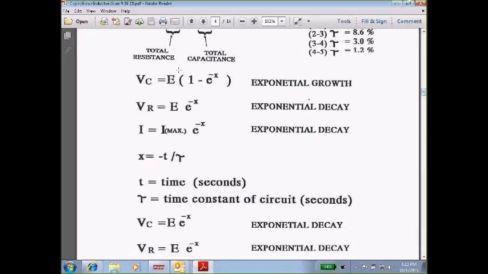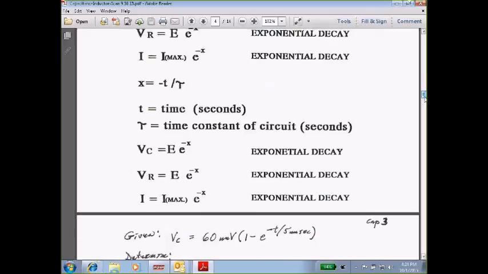And then we have our actual equations here. The voltage for the cap is equal to my applied voltage times 1 minus e to the minus x. Now keep in mind that x is actually minus t over tau, the actual time over the time constant. And then for the resistor, it is your voltage times e to the minus x. And for current, it is the maximum current times e to the minus x. We've got exponential growth on the cap, exponential decay on the resistance, and an exponential decay for the current. Time is in seconds, and the time constant of the circuit is also in seconds.